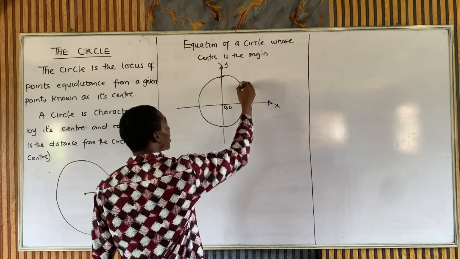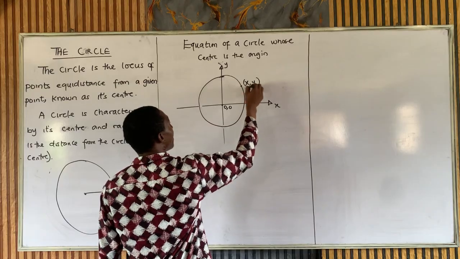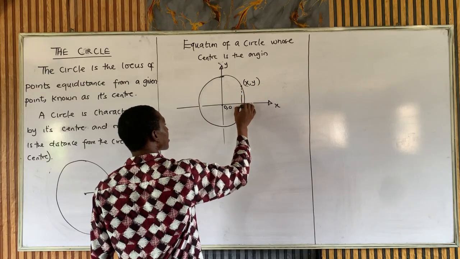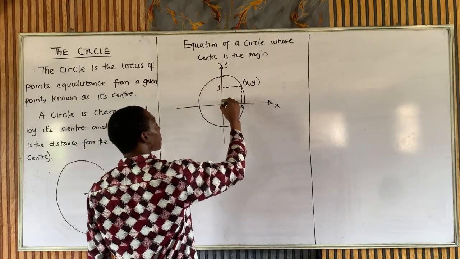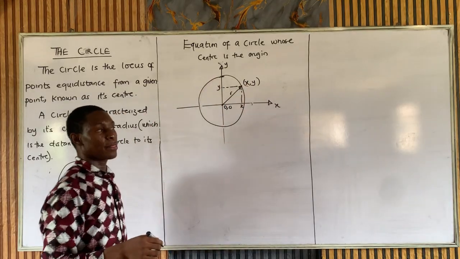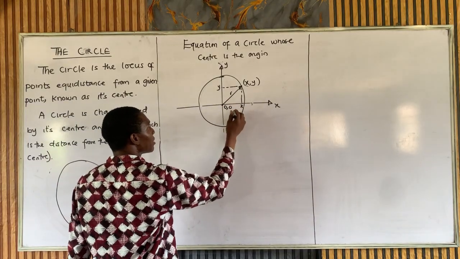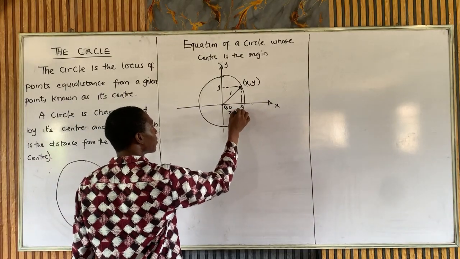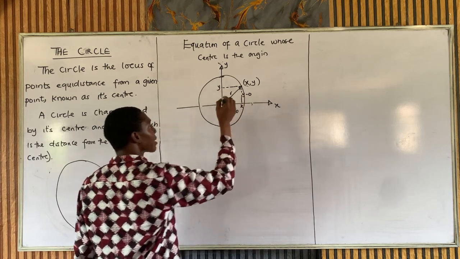Let's assume that this is a point we are taking whose coordinate is x, y, meaning when chased to the x-axis you have x, and when chased along the y-axis you have y. And remember, the distance from here to that point is known as the radius. Then we can tell that the distance along the x here will be x minus 0, and this along the y will be y minus 0.